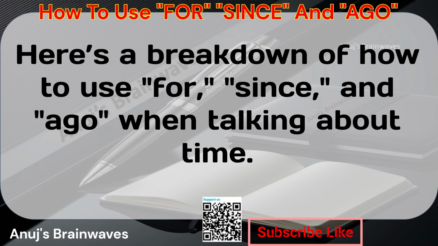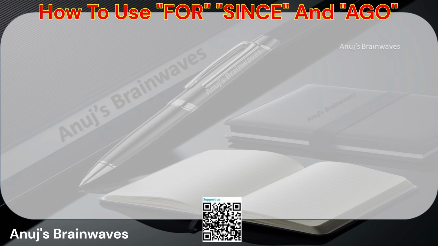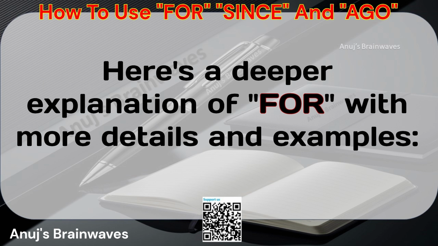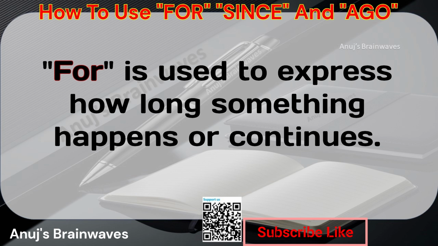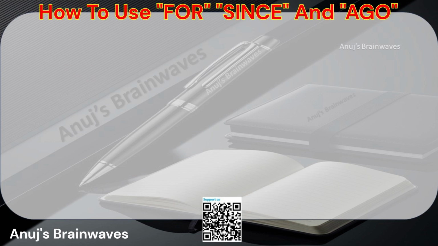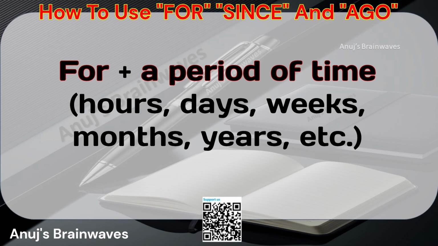Here's a breakdown of how to use for, since, and ago when talking about time. Here's a deeper explanation of for, with more details and examples. 1. Duration. For is used to express how long something happens or continues. Structure. For plus a period of time: hours, days, weeks, months, years, etc.